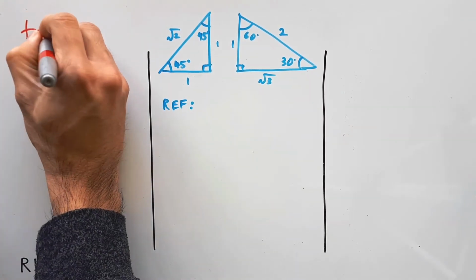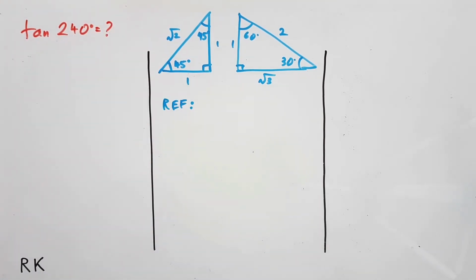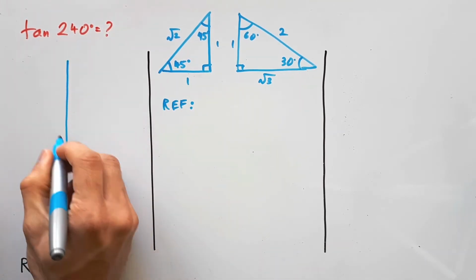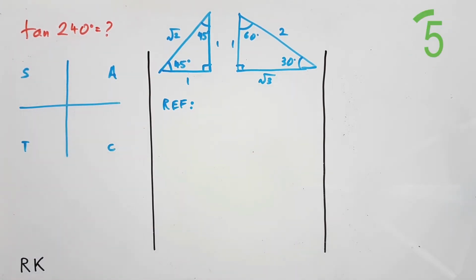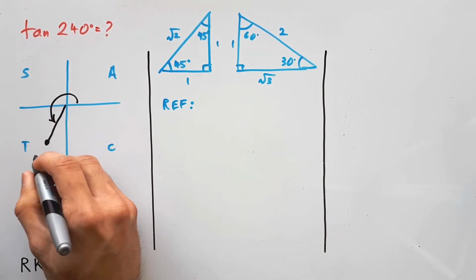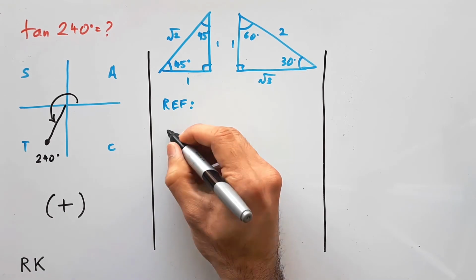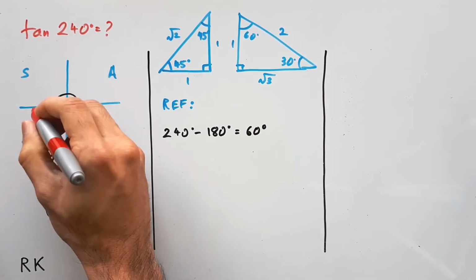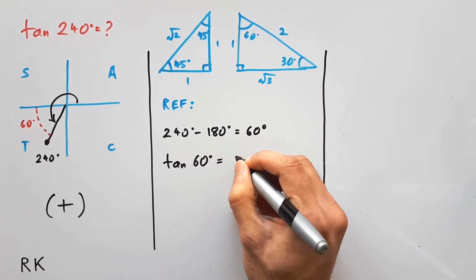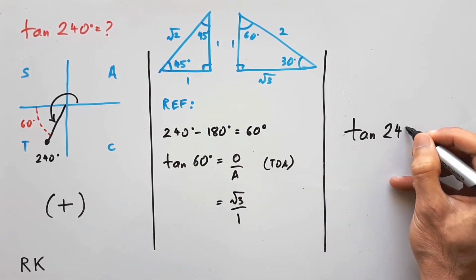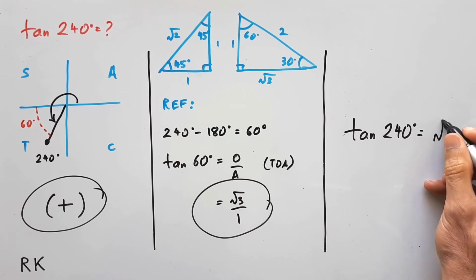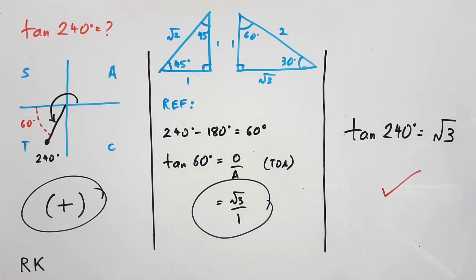So for tangent 240, our angle is in the 3rd quadrant. Once again, pause the video right now if you wish to give it a go before I do. Okay, so from CAST, we know tangent is positive here. Its reference angle is 60 degrees, so from our special triangles, we know tan 60 is root 3. This means tan 240 is positive root 3. Done! I hope you went alright.